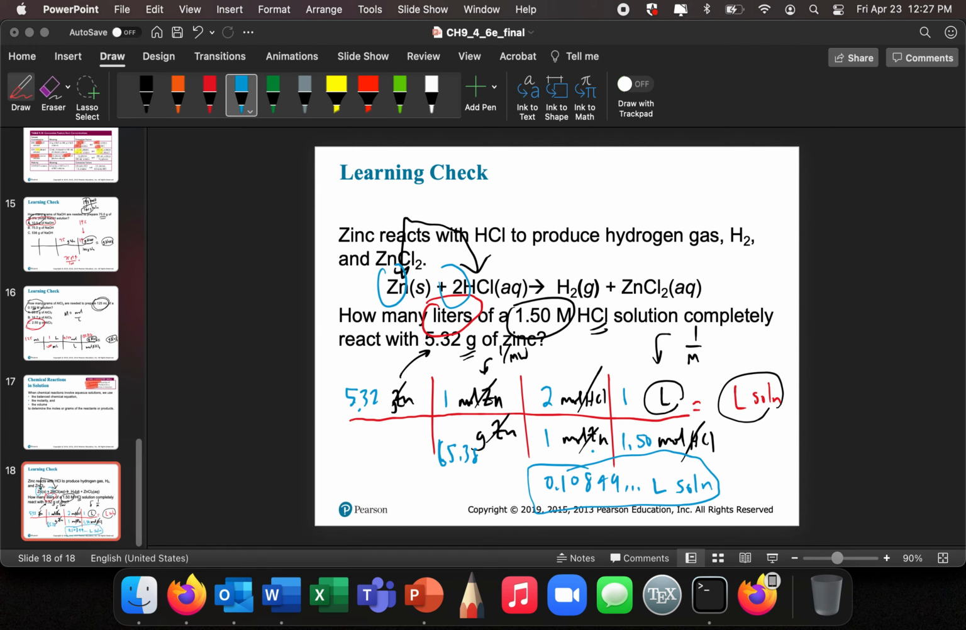And that's my answer. All right, so that's a lot of work with calculations, but this is all built on stuff we've done previously. So hopefully it looks familiar. Go get some practice. Good luck.